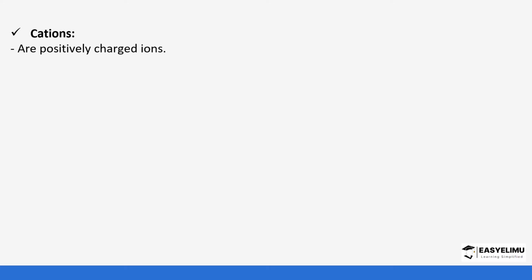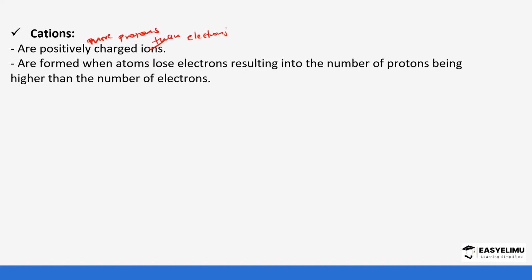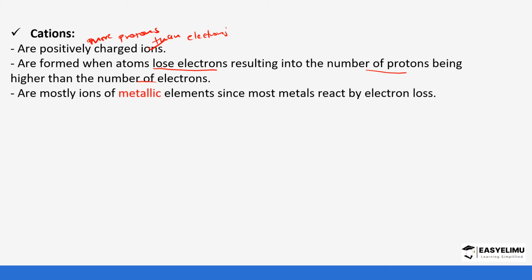Cations are the positively charged ions. This tells us there are more protons than electrons. Cations are usually formed when we lose electrons. That is the reason why the number of protons is higher than the number of electrons. They are usually metallic in nature. Most metals will always react by losing electrons.